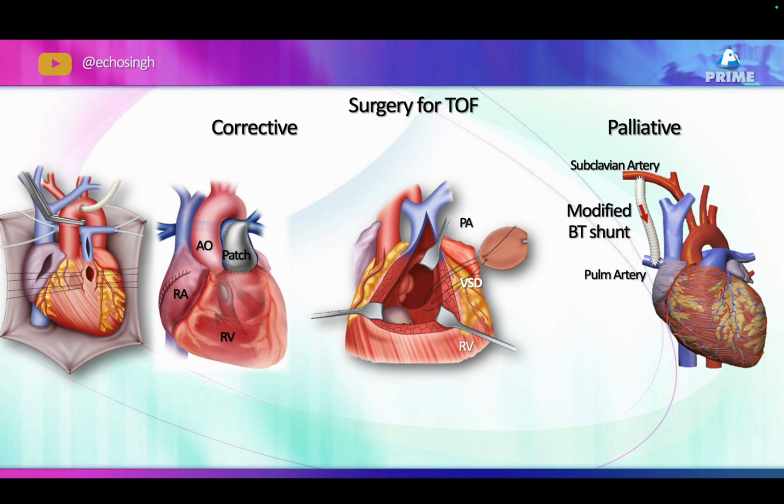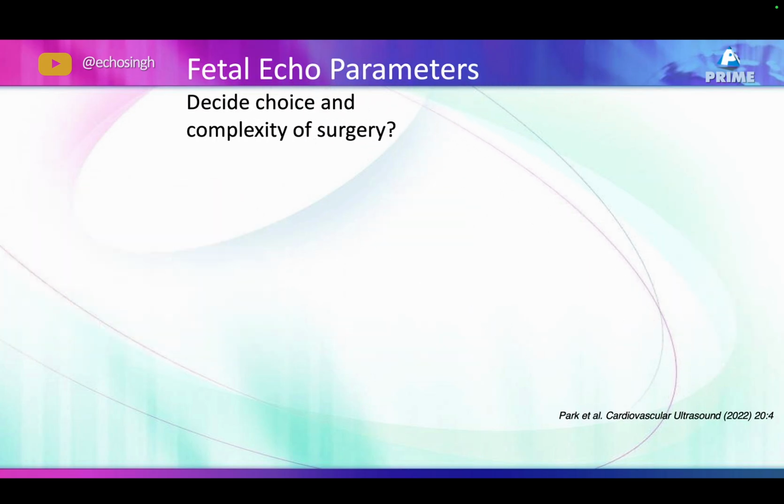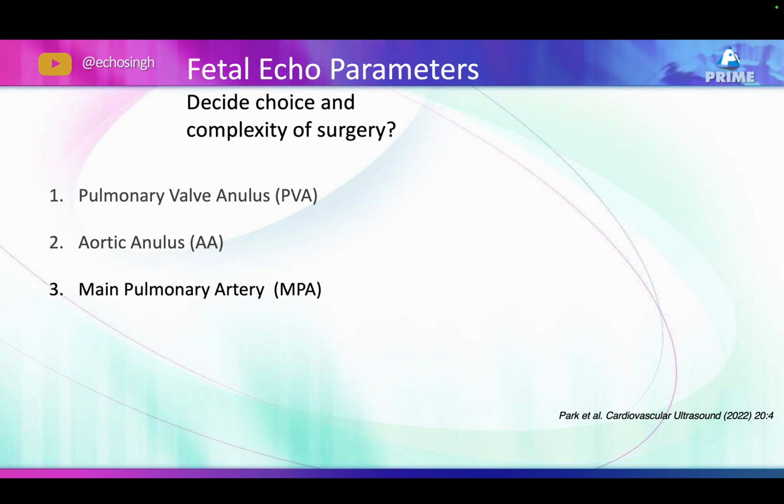So for this kind of patient, you have to tell the family that the child may require two staged surgeries in case the pulmonary artery is very, very small or there is a pulmonary atresia. So that is why we need to make an assessment of the pulmonary artery and an assessment of the severity of tetralogy of Fallot. And these are the parameters which we need to assess severity.